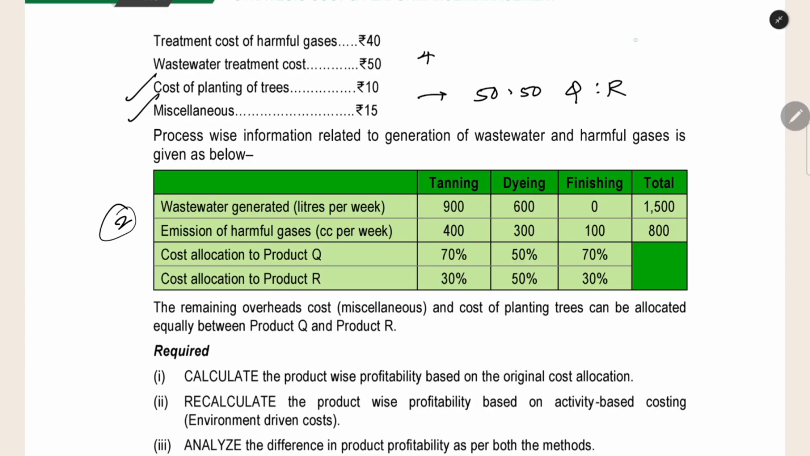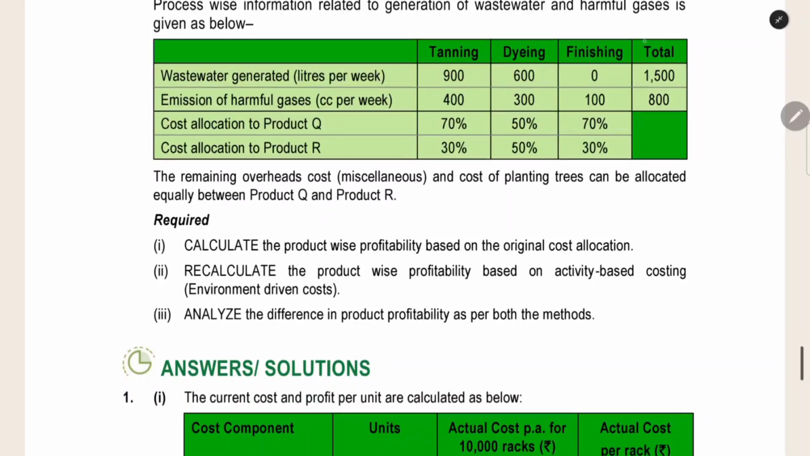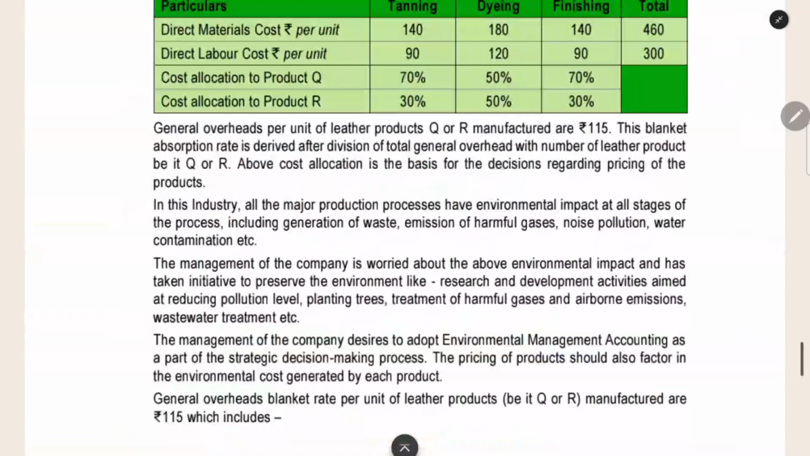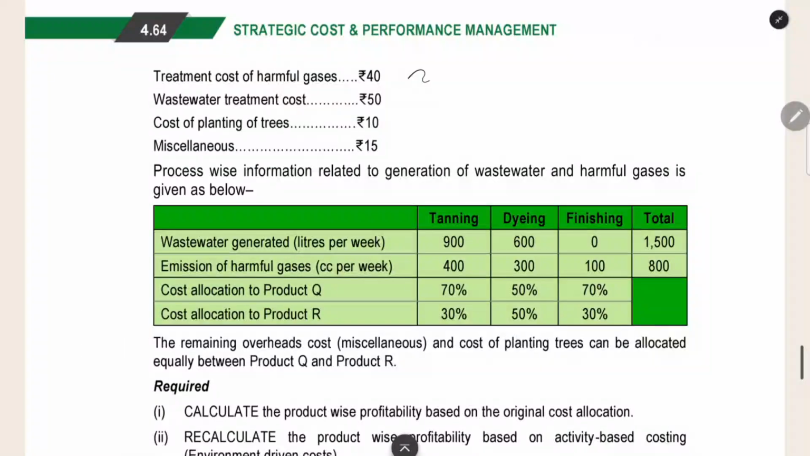Here they are asking product-wise profitability based on original cost allocation. We can see the solution for this question. Based on the original cost allocation means generally what they do, they will calculate a blanket rate of 115 and use it. And they have a different approach also. They can divide the 115 into activities and then apportion it based on the process ratio which is given here, 70-30, 50-50. They can apportion it based on this also. So these are two different approaches.